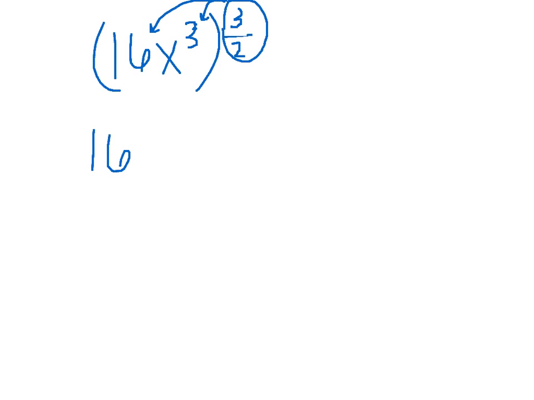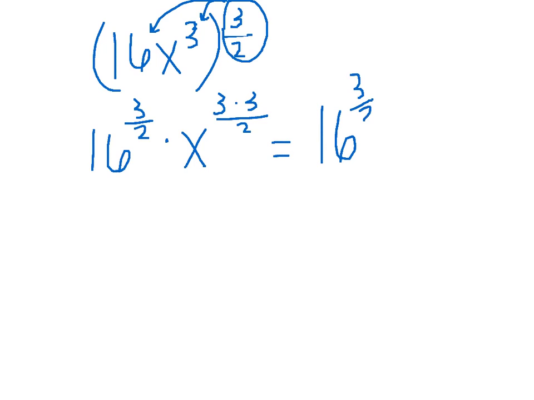So it's going to be 16 to the 3/2 power times x to the, and remember if we have a power of a power, we end up multiplying, so 3 times 3 over 2 power. That's just 16 to the 3/2 times x to the 9 over 2.